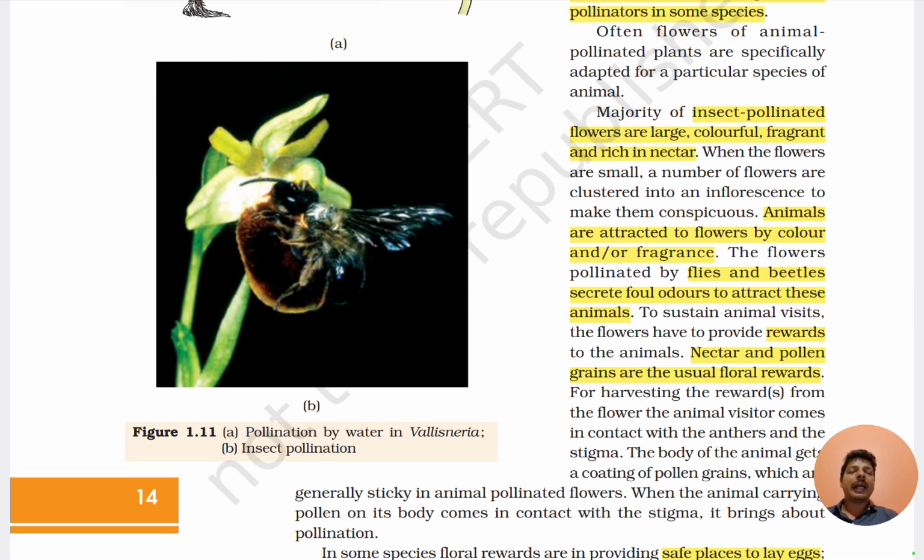Insect pollinated flowers are large, colorful, fragrant, and rich in nectar. Animals are attracted to the flower by color and/or fragrance. The flowers pollinated by flies and beetles secrete a foul odor to attract these animals.